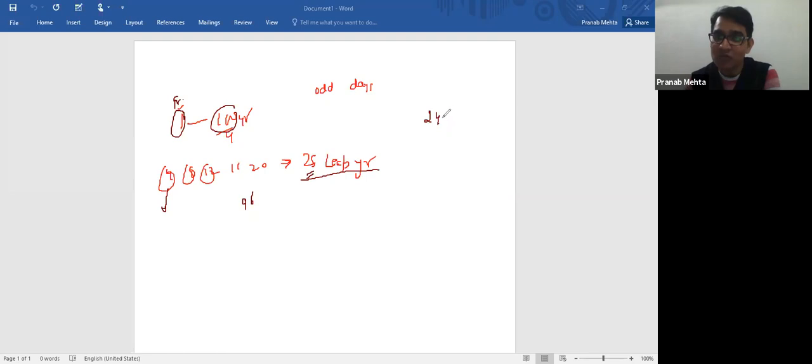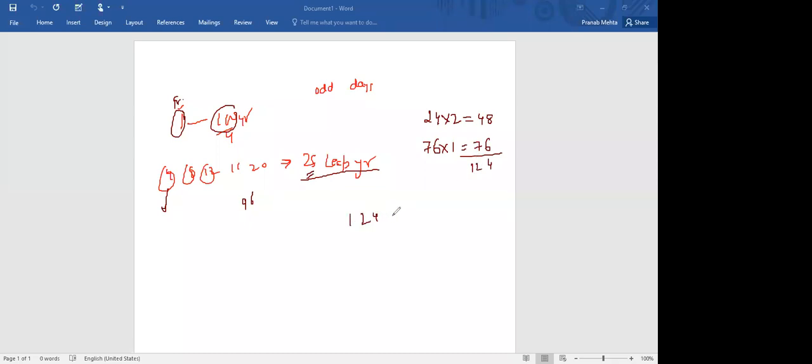Out of 100, if 24 of them are leap years, the rest have to be normal, non-leap years. A leap year gives us 2 extra days, so 24 into 2 is 48 extra days. A normal year gives us 1 extra day, so 76 extra days here. Let us add this: 8 plus 6 is 14, 4 carry 1. 7 plus 1 is 8, 8 plus 4 is 12. So 124.